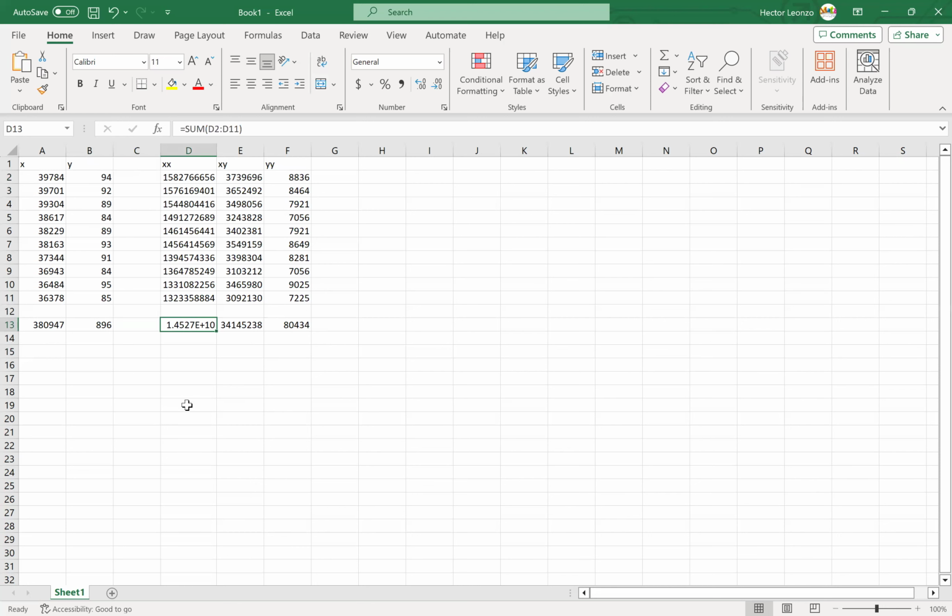Now this number here, let me explain what the E means. This is basically 1.4527. When there's an E, that means it's written in scientific notation. So I have to go times 10 to the, and I see my exponent here is a positive 10. That's what that means. It's a very big number, because the X values were big. Okay, so now you know what that means.